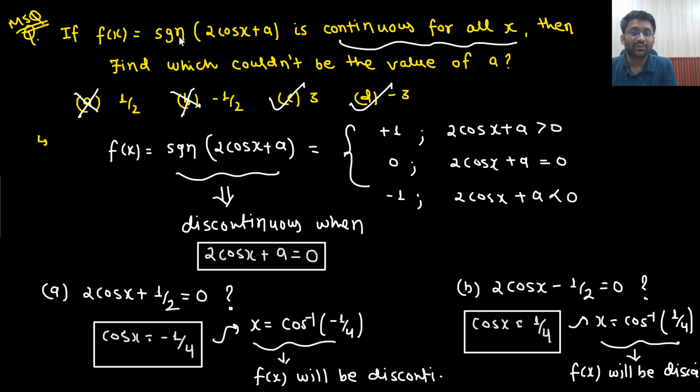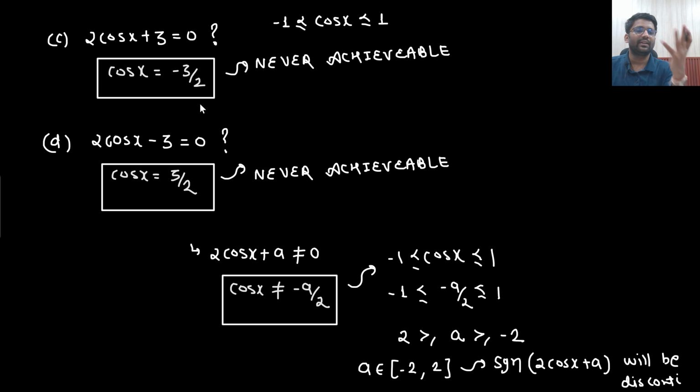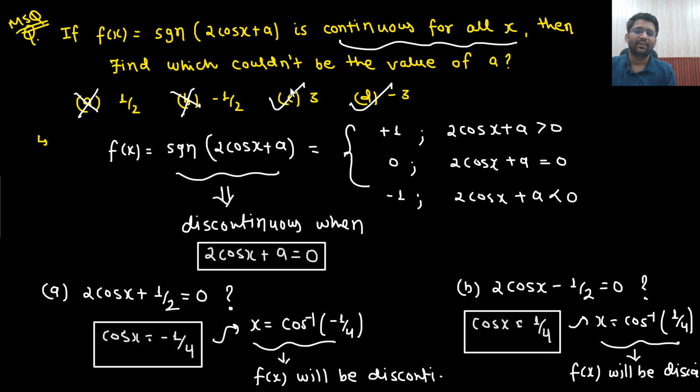So whenever you see signum and you want to avoid discontinuity, this should never come out to be 0. I always want that this should never be equal to 0. But here if I put this equal to 0, yes, it could be equal to 0. But for other values, you would say that it is never possible. Cos x can never take the value minus 3 by 2 or 3 by 2. So it is never achievable. That means these values of a will be accepted and these will not be accepted. Understandable? Say yes or no.